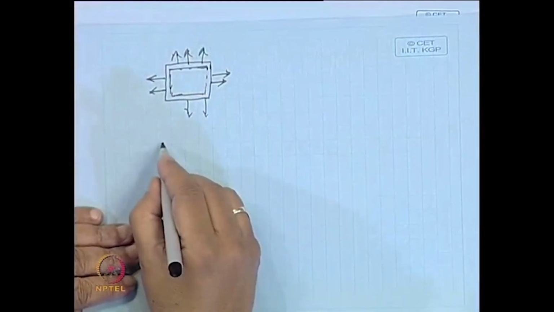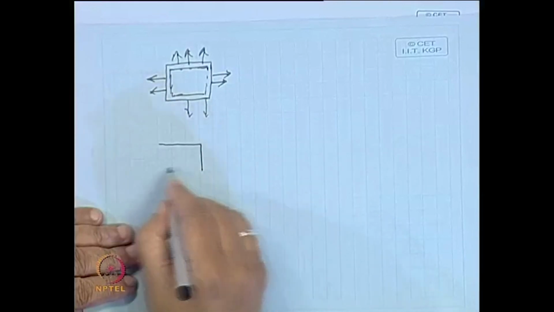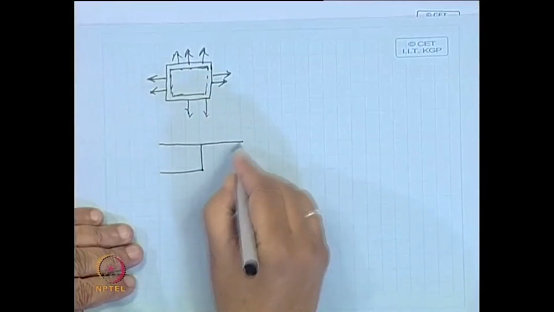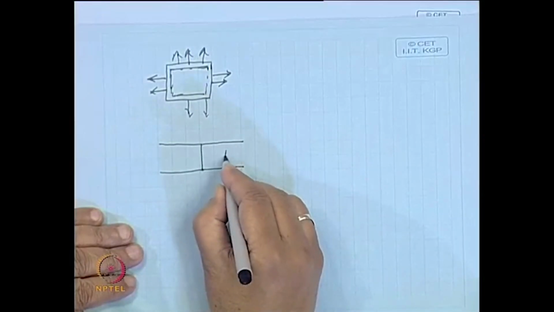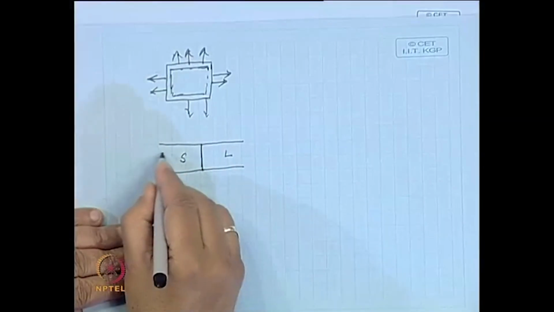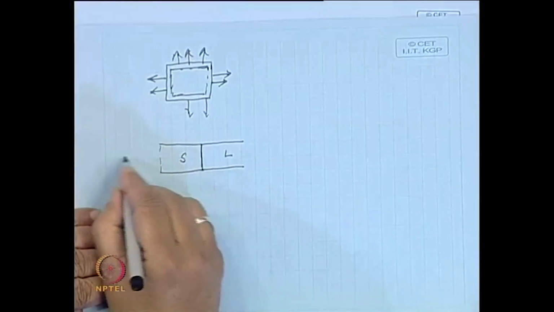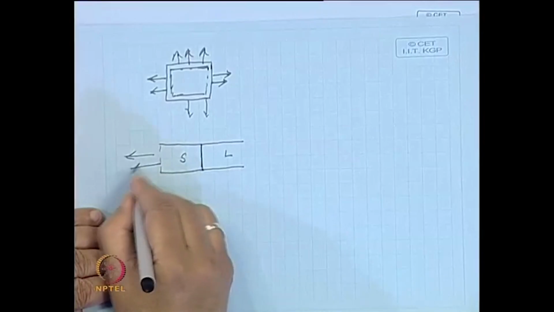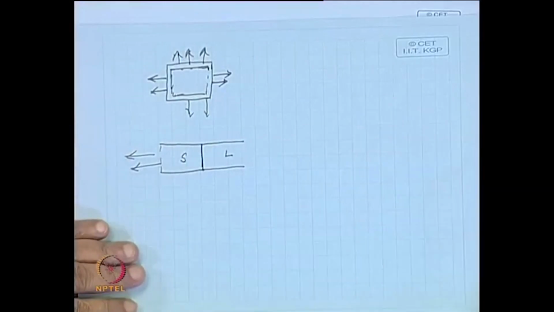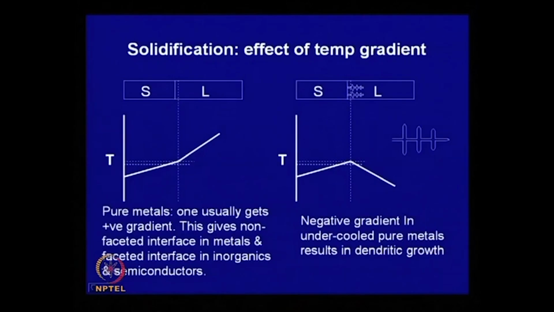Let us take a simple case where this is one part, this is the solid, this portion is liquid, and this is the solid liquid interface, and heat is being extracted from the solid only along this. In that case, if it is a pure metal, we have this type of a gradient.